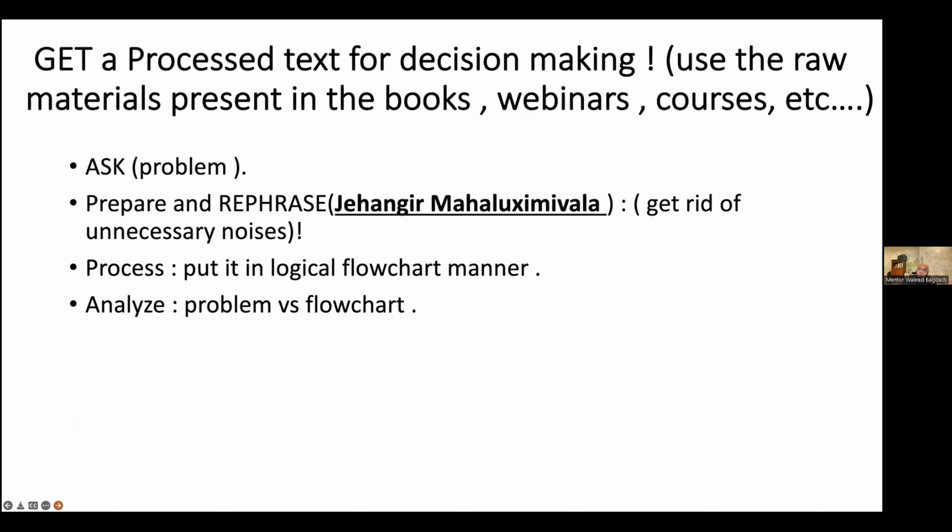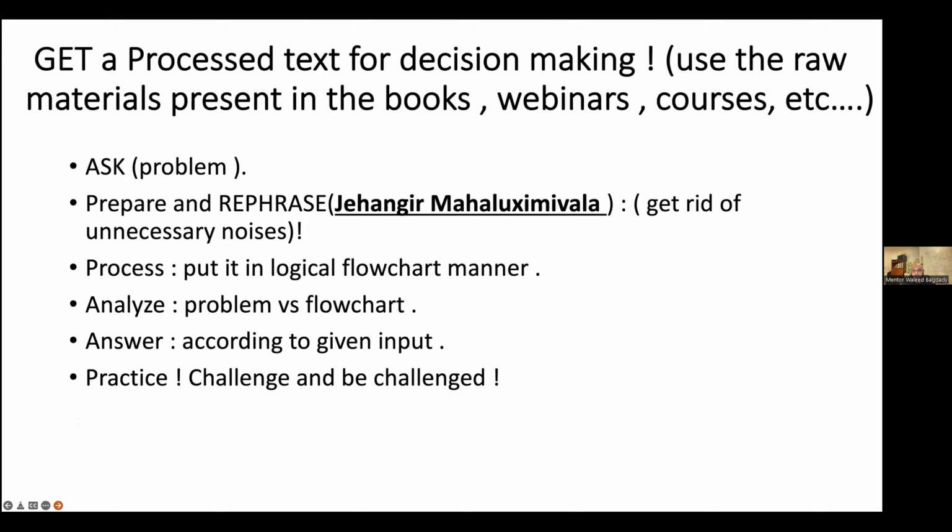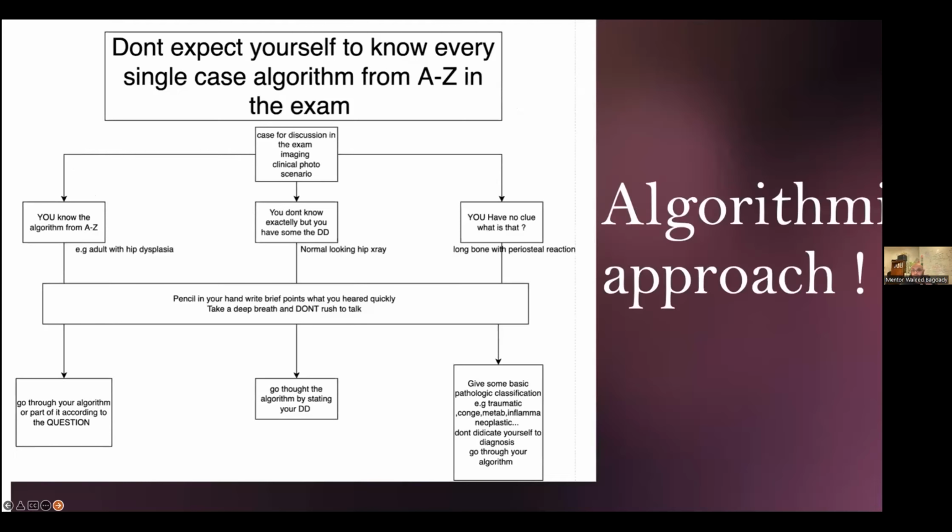Once you have the process, the input which you will have from the examiner, you can analyze, and then you can answer the question. At this stage, that is the material you need to practice and practice and practice, and be challenged and sit in scenarios. Okay, the algorithm approach: don't expect that in every single case you will be aware of the algorithm in the exam.